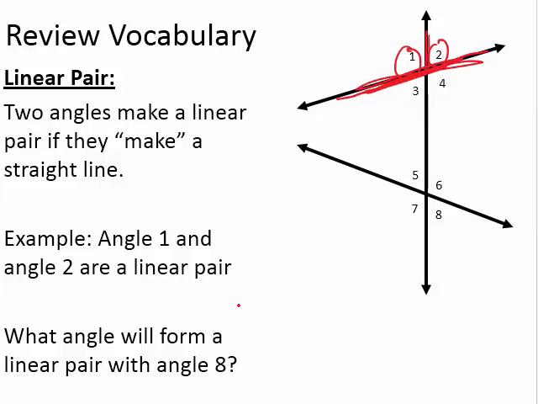What other angle will form a linear pair with angle 8? There's actually two different options, but if we look at angle 8, you'll notice that angle 7 makes a straight line with angle 8. Or you could say angle 6, because angle 6 and angle 8 make up the straight line right there.